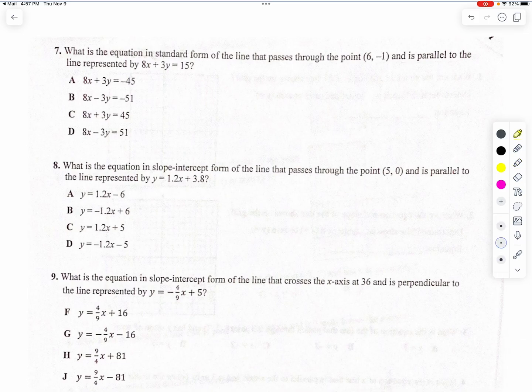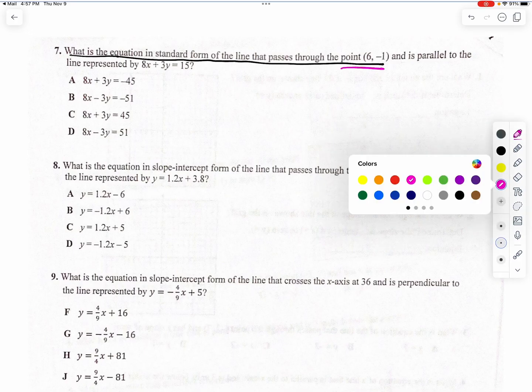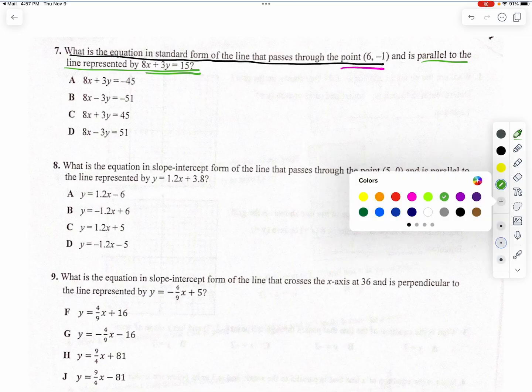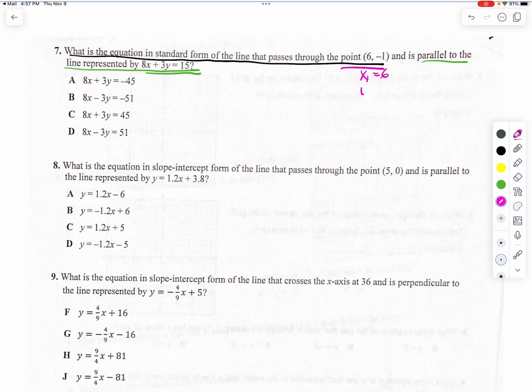Number 7 is similar to what we just did. We have to write an equation, right, in standard form that passes through the point, all right, keyword point, right, (6, -1), and is parallel, meaning same slope, as 8x plus 3y equals 15. So we got a bit of information here. The first information we have is that our x1 is 6 and our y1 is -1. The second bit of information, it says it's parallel, means it's going to have the same slope as this equation right here.